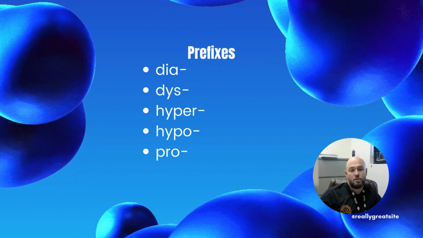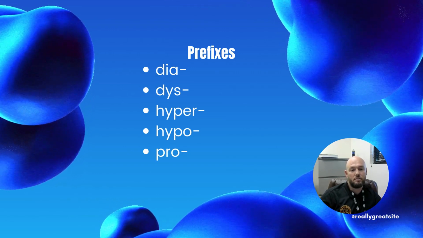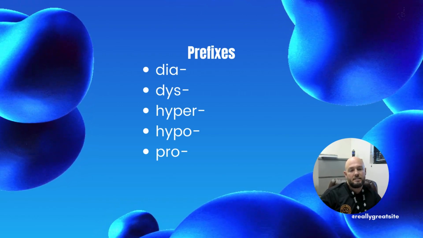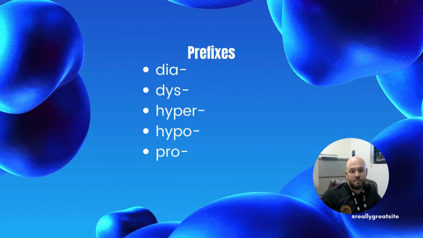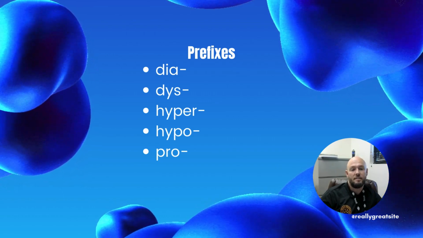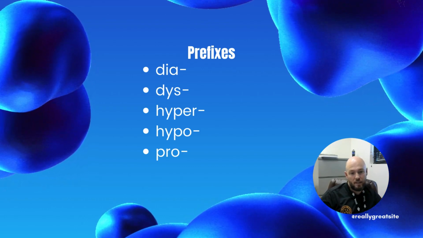Let's go over some prefixes you may need for this chapter. Dia is through or complete. Dys is labored, painful, difficult. Hyper is above, excessive. Hypo would be below, underneath, deficient, or incomplete. And pro could mean before.